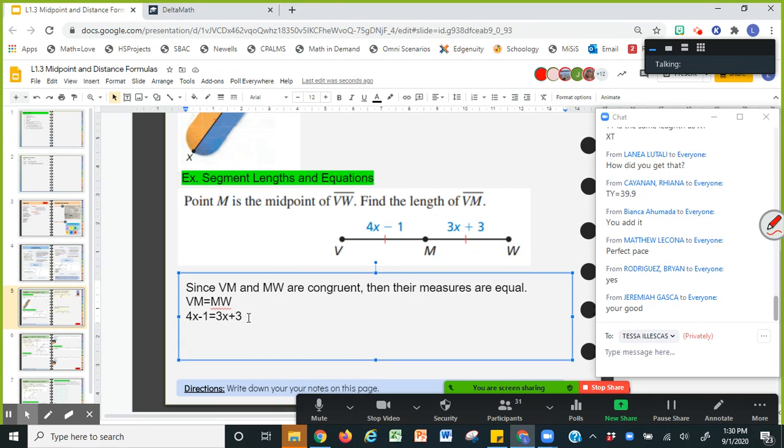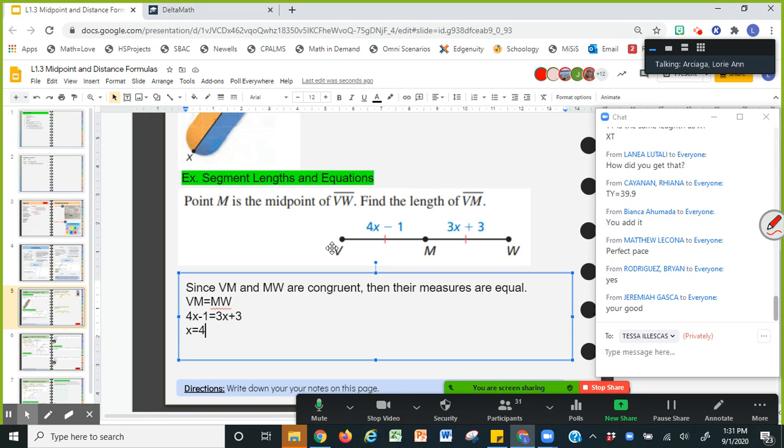All right. So 4x minus 1 equals 3x plus 3. And then you have to use your properties of equality to get the x by itself. So if you subtract 3x from 4x, you get x equals. And then you have to add 1 to 3, so you'll get x equals 4. But you don't stop there. You just know that x is equal to 4.